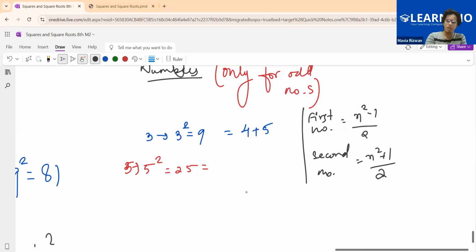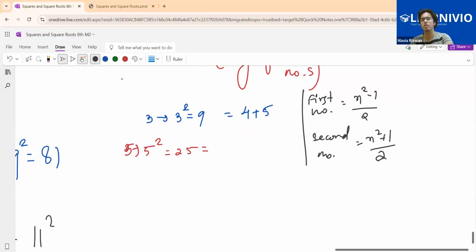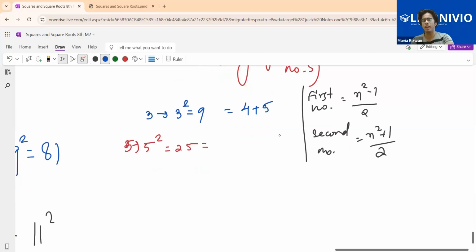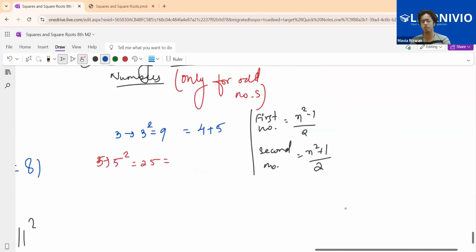Okay, see. What is n? n is the number which we are squaring. This would be clear to all of you in just 5 minutes. n is the number for squaring, the number which we are squaring.